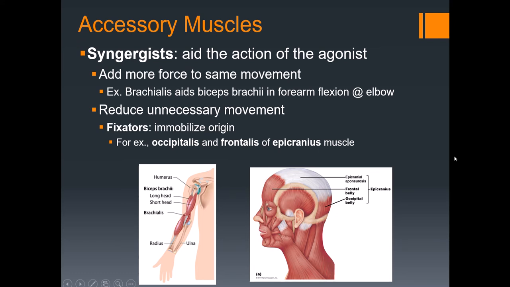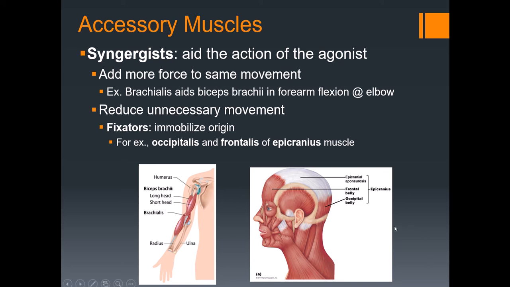We also then have muscles that we call synergists, which are basically helper muscles. They might add a little more force to the same movement, make it a little stronger, a little heftier. So for instance, the brachialis helps the biceps brachii to cause forearm flexion, to make that a stronger movement. They also might try to reduce some unnecessary movement and stabilize the movement a little bit.